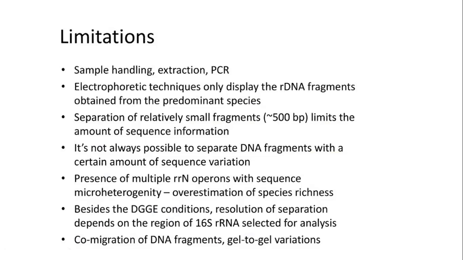It is not always possible to separate DNA fragments with a certain amount of sequence variation. The presence of multiple rRNA operons with sequence microheterogeneity can lead to overestimation of the species richness. Besides the DGGE conditions, the resolution of separation depends on the region of 16S rRNA selected for the analysis. The co-migration of DNA fragments also happens here.